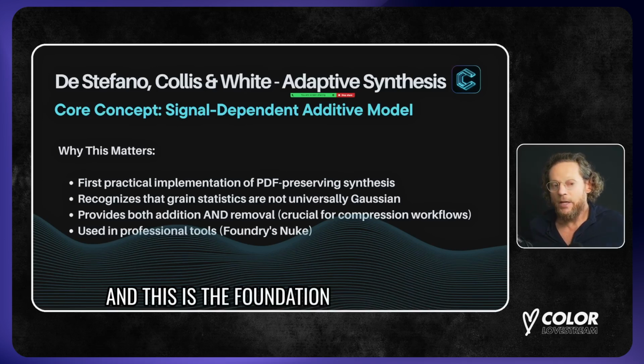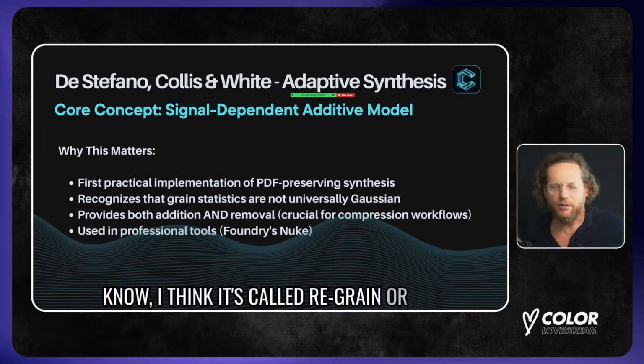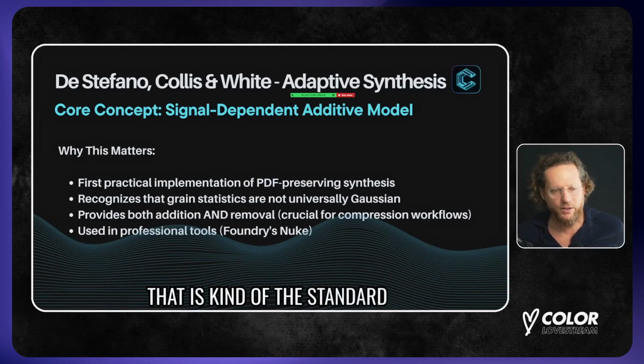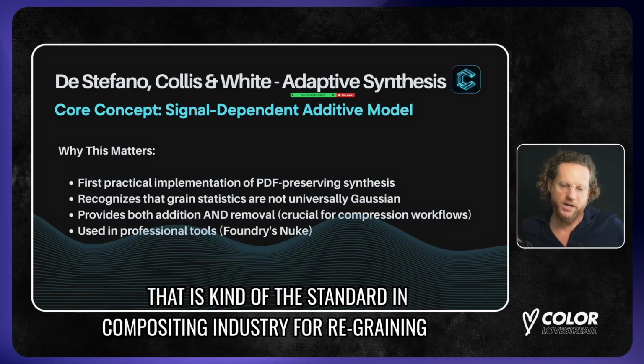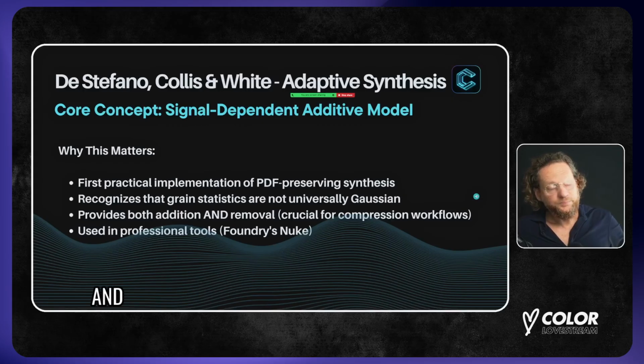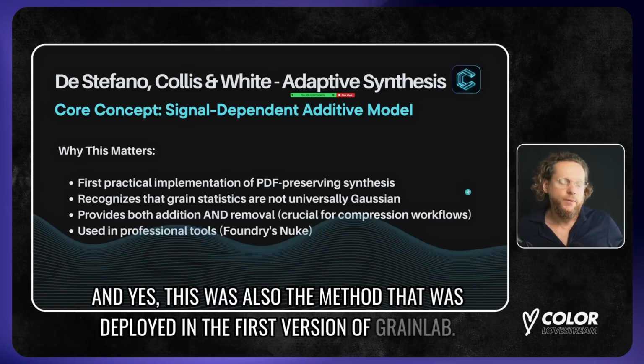And this is the foundation, really. This is what you currently find. I think it's called Regrain or DasGrain or something like that. The tool in Nuke that is the de facto standard in the compositing industry for regraining or matching the textures from one image to another. And yes, this was also the method that was deployed in the first version of GrainLab.